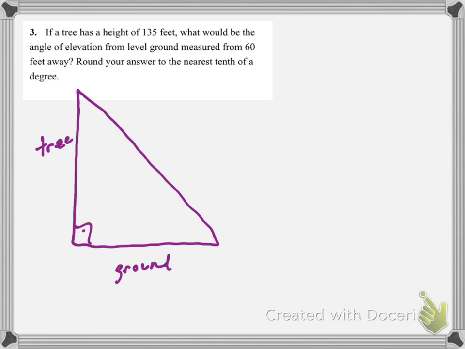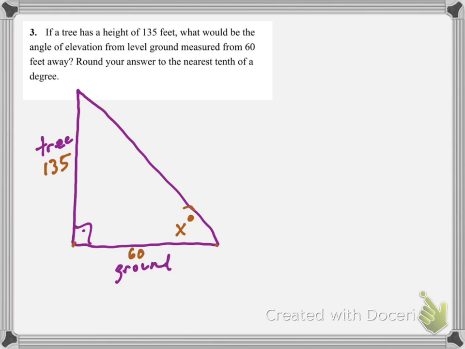Okay. So it says, what would the elevation of... Well, first of all, let's change colors. Let's do that first. Okay. It says the tree is 135 feet tall. So here's 135. It says, what would be the angle of elevation? Well, the angle of elevation opens up. So that's where the angle of elevation goes. From level ground, measured from 60 feet away. Well, it's 60 feet away. So this point is 60 feet away from the base of the tree.